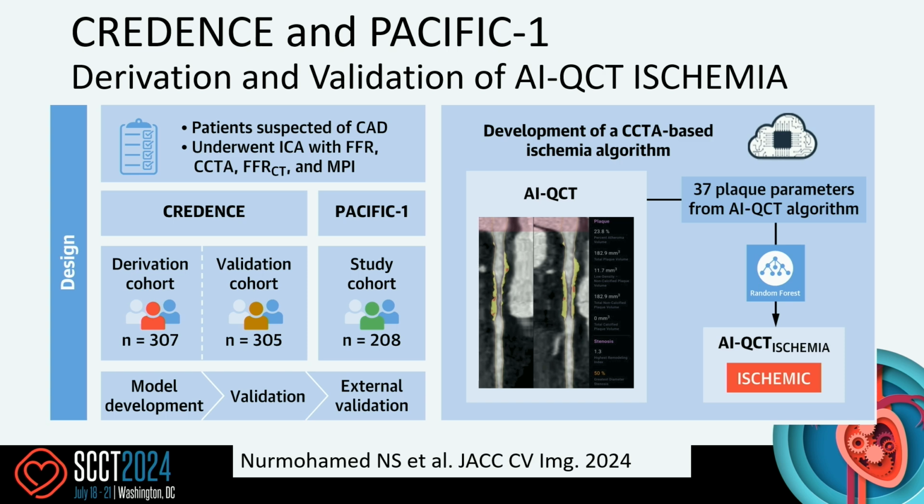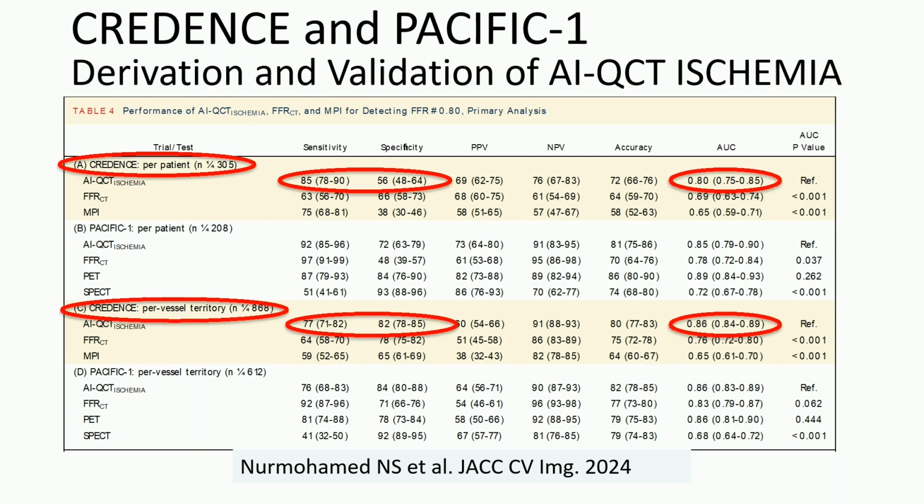The data were derived from the CREDENCE trial, in a derivation cohort of 307 patients, and then validated in the CREDENCE validation cohort. This was then taken to another population, PACIFIC 1, to validate it in an external data set. The results shown are from the validation cohort of CREDENCE, not the derivation, that is, the second half of CREDENCE. You can see it both per patient and per vessel. We are getting 85, 77, 56, 62 respectively for sensitivity and specificity, and very good AUC values.